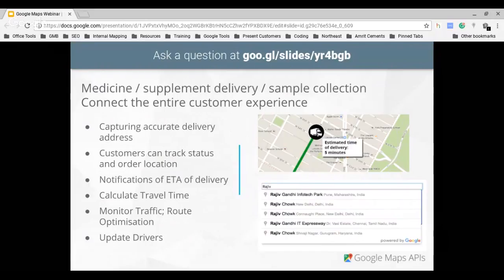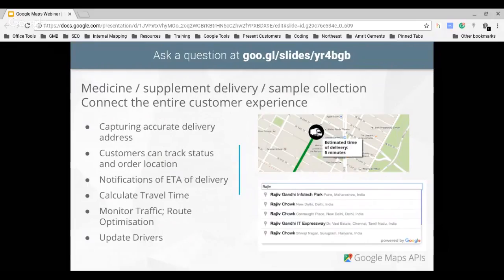Then we have customers can track status and order location, right? So we can see the ETA of delivery, which is a huge customer satisfaction improvement tool, right? And notifications of ETA of delivery, calculate travel time. It can also help your drivers on the back end, right? For route optimization and updating them about nearby jobs which have come up on the fly, right? So all of these things are possible with the delivery use case, right?